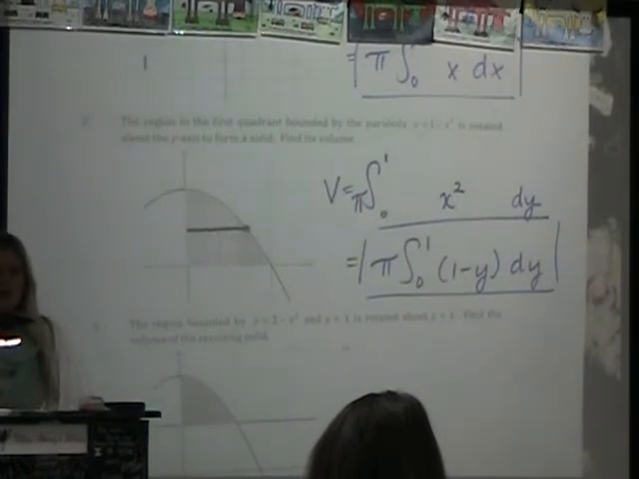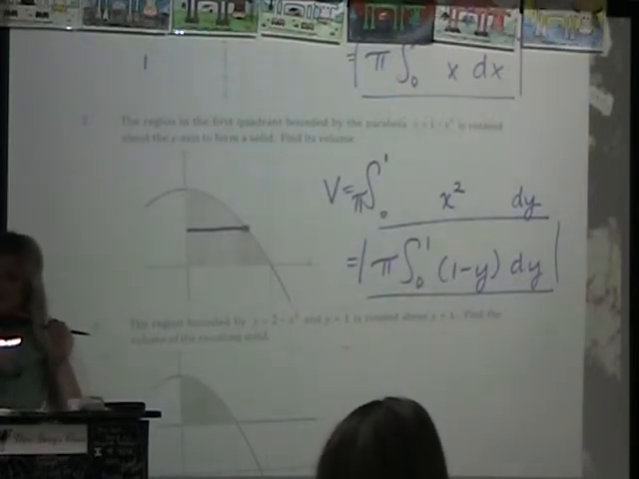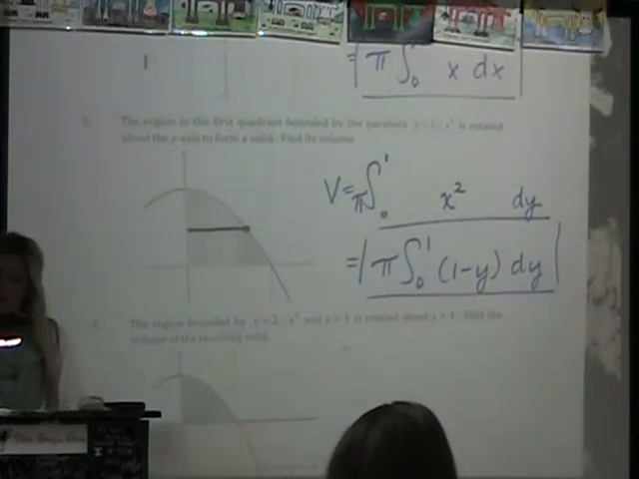Is it a disk or a washer method? It's still a disk method. What if I rotated about the x-axis? Then it's going to be washer method. Do you see the difference? There would be a hole in it if you rotated about the x-axis, but since we're rotating about y equals 1, we're in good shape.